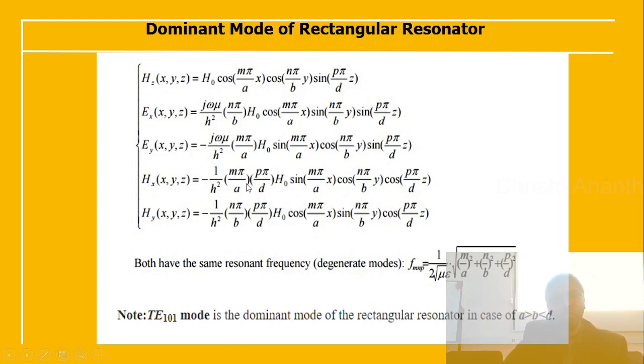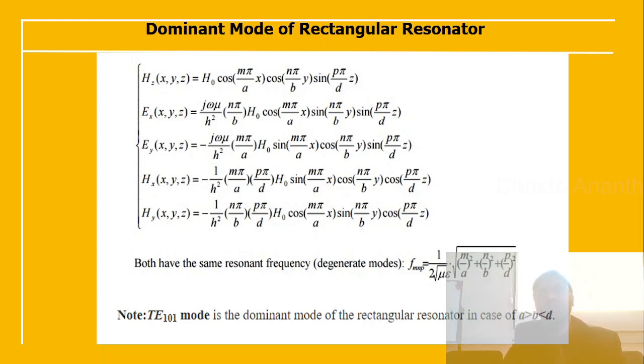So minus 1 by H square, M pi by A, P pi by D, H naught sine cosine cosine. And similarly the HY value opposite, minus 1 by H square, N pi by B, because this is Y, N pi by B, P pi by D. So H naught cosine sine cosine. So both will be having the resonant frequency FR for the degenerate modes.